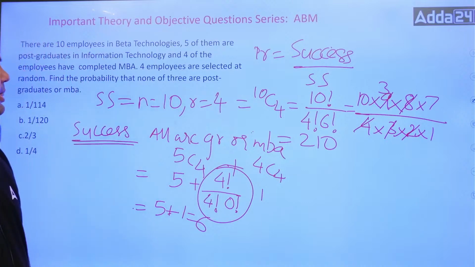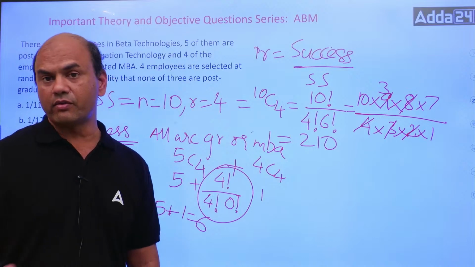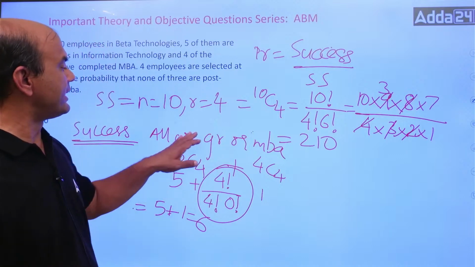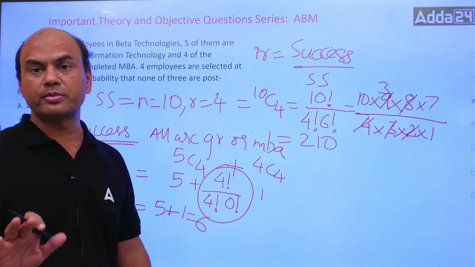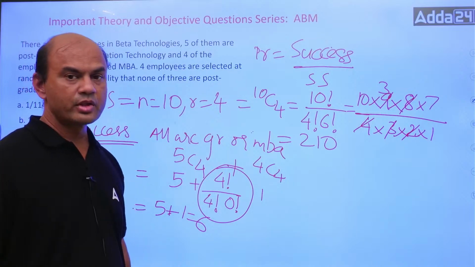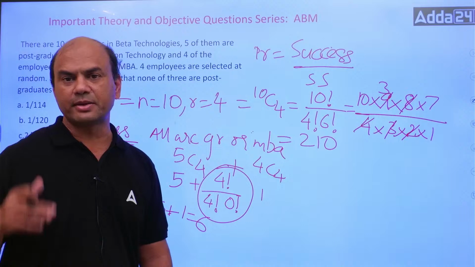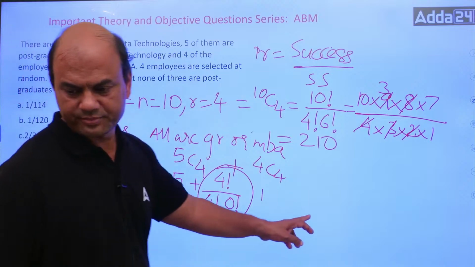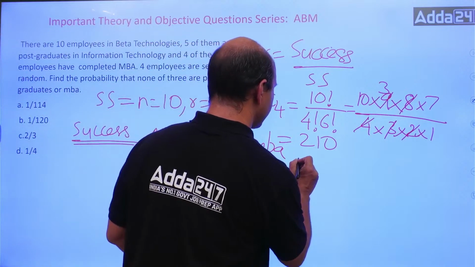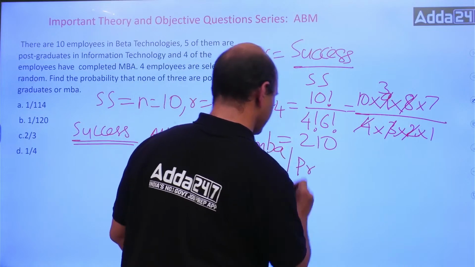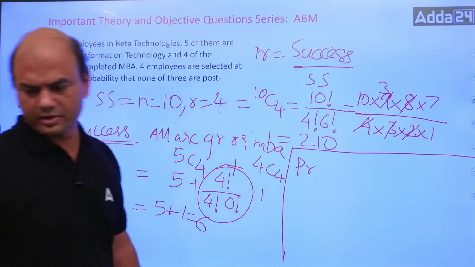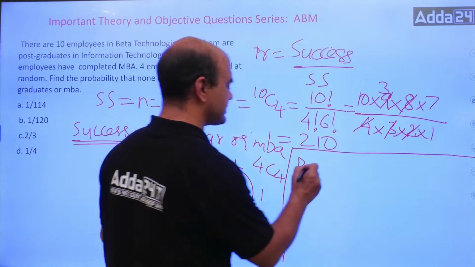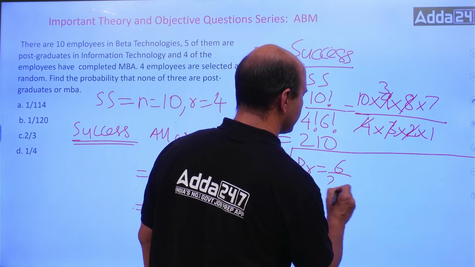Okay. So you are getting the answer as 6. So now, first, find out the probability that they are either graduates or MBAs. What is the probability? Success upon sample space. So probability equals success upon this. So 6 divided by 210.